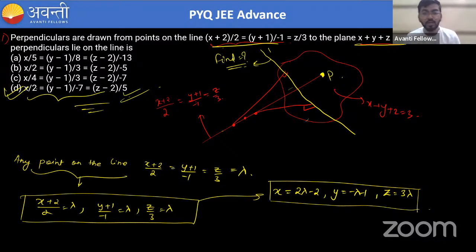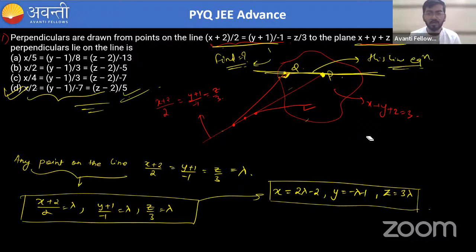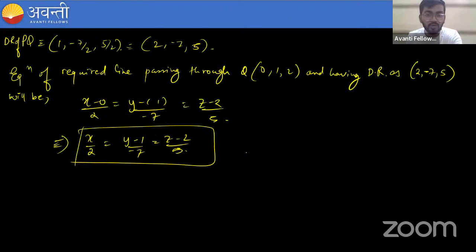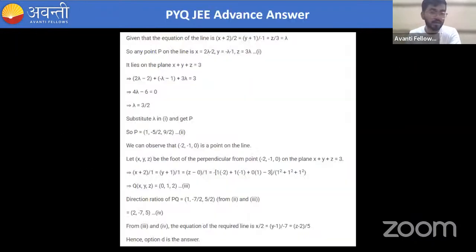Right, guys? So in this question, what we have done is there is a given line, there is a given plane. We have found out the point of intersection P, and then we have found out a line passing through P as well as a point Q, which is the foot of the perpendicular from a given point. So we are supposed to find out this line equation. Okay, guys, I hope you understood the question. Let us move on to the next question.